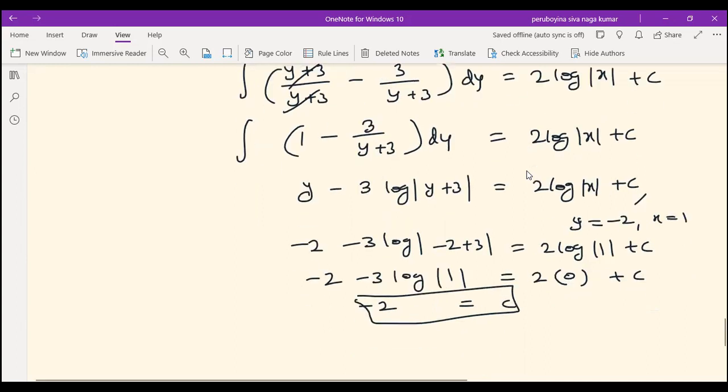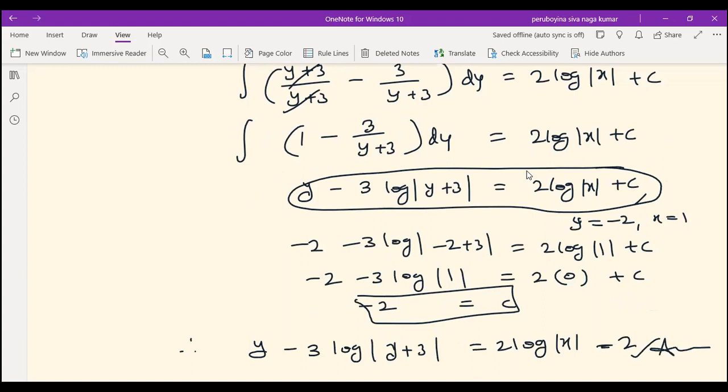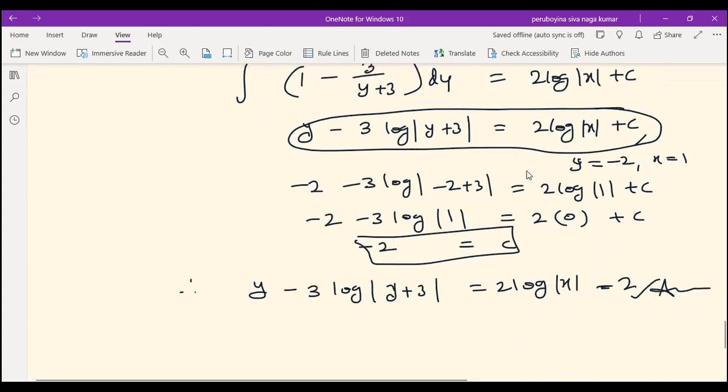So now I am replacing the c value in this step. So that is the solution. Therefore, y minus 3 log mod y plus 3 is equal to 2 log mod x. You have to keep the modulus as long as the logarithm exists. Okay, and minus 2. So this is the answer of this question. And try the next question if possible. 7-2, try this question yourself.